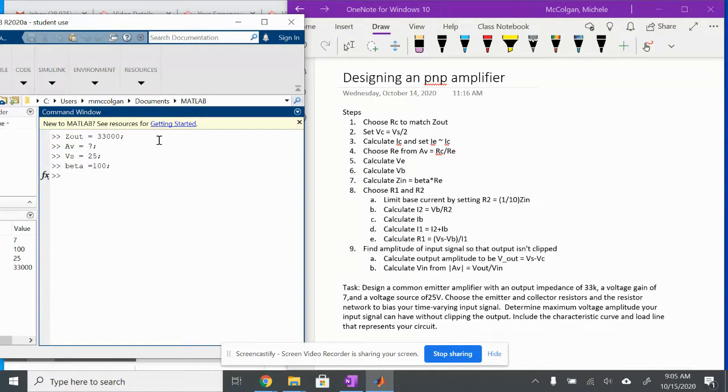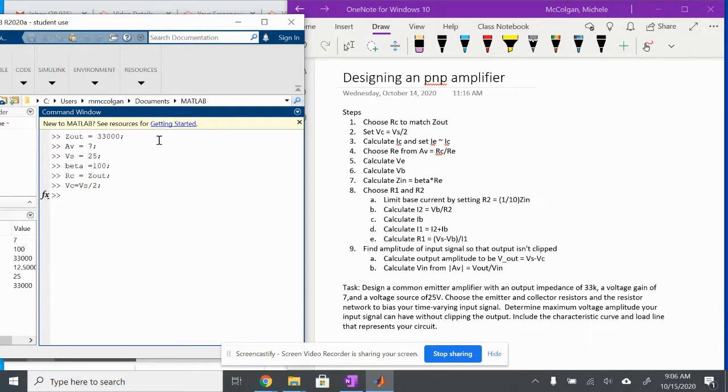Okay, and so the first thing this tells me to do is to set RC to match Z out. So I'm just going to do that. RC is equal to Z out. Great. And then it tells me to set VC equal to VS over 2. So I'm going to do that too. Okay, and now I need to calculate IC.